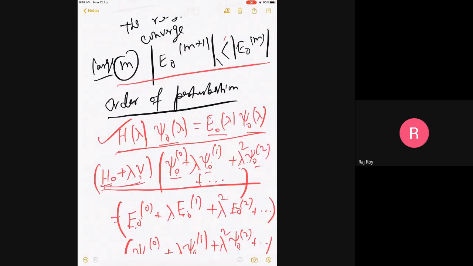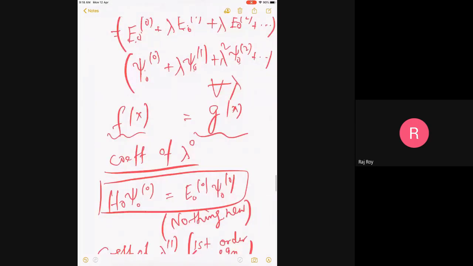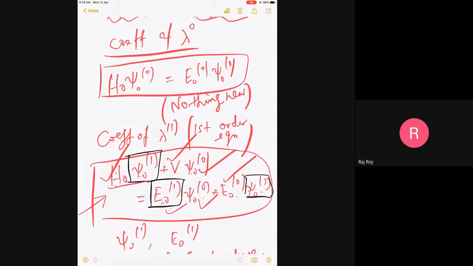Then what we did with this power series expansion, we plugged that into the general Schrodinger equation and then equated the powers of lambda, and that is how we got the different orders of perturbation. So this is the lambda to the power 0 equation, which is the zeroth order Hamiltonian. Of course, this is nothing new. We just find the ground state solution for the zeroth order Hamiltonian.